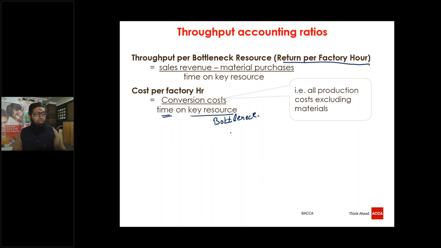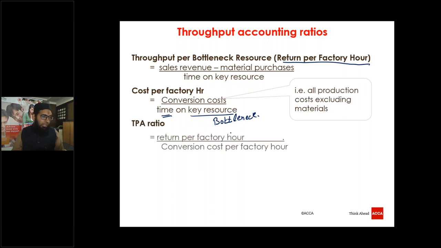So conversion cost means all production costs excluding material. And then the throughput accounting ratio can be return per factory hour divided by the conversion cost per factory hour. Can we say conversion cost is fixed cost? Yes. This is what throughput accounting advocates. It says all the conversion cost is actually the fixed cost.